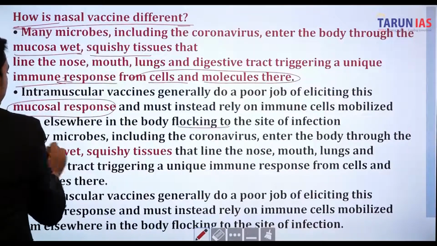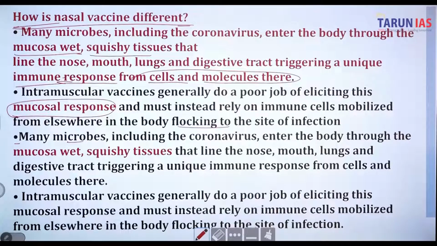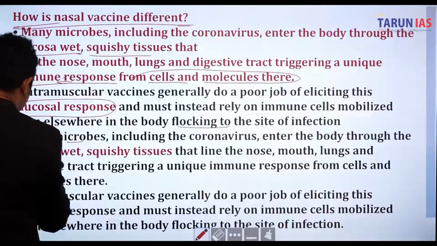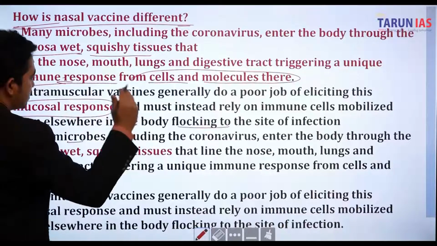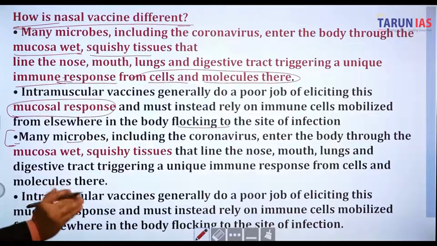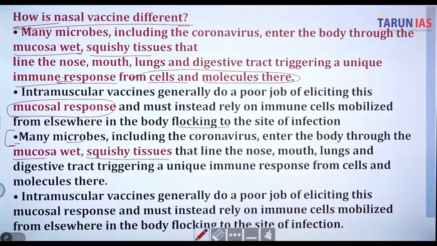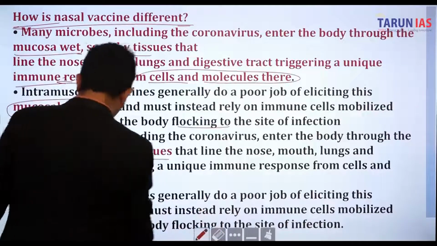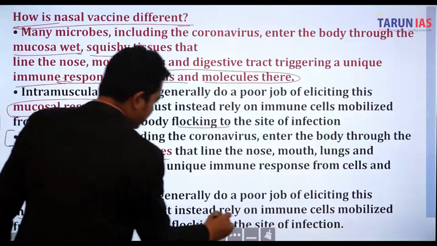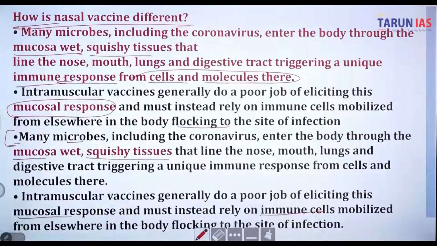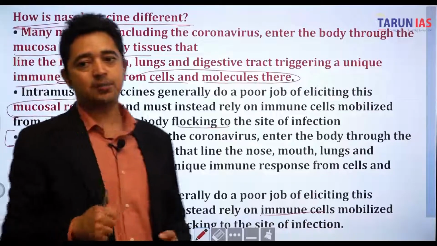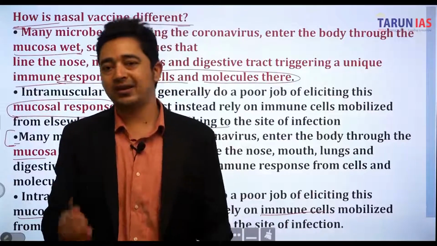Many microbes, including the coronavirus, enter the body through the mucosa. So the virus enters the body with the help of the mucosa, a very squishy tissue that lines the nose, mouth and lungs. Intramuscular vaccines generally do a poor job of eliciting this response, relying instead on immune cells mobilized from elsewhere in the body flocking to the site of infection. So the mucosal response is important. If your immune system is built up with the help of a vaccine, your body will fight through it.